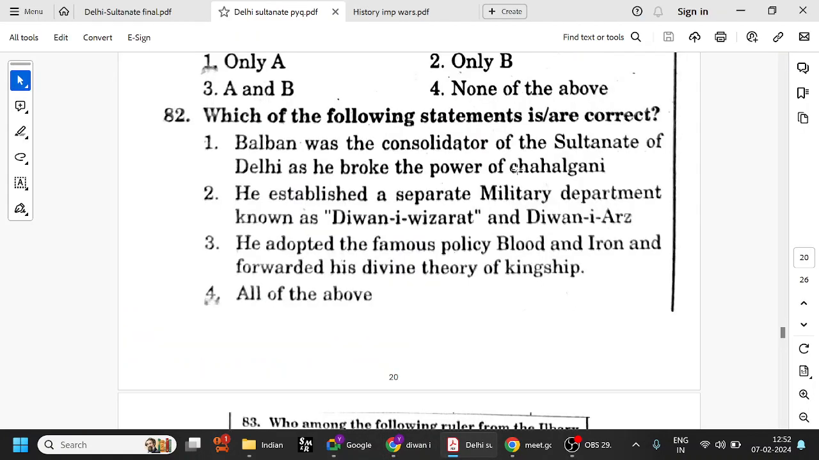So that was by Balban. Diwani Arz, Diwani Vizarat. He adopted the famous policy of blood and iron and forwarded his divine theory of kingship. All these are Ghiyasuddin Balban.